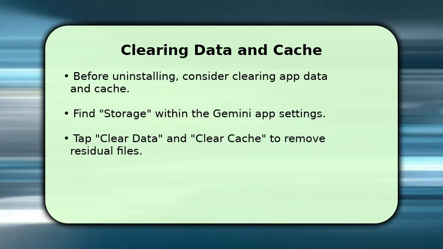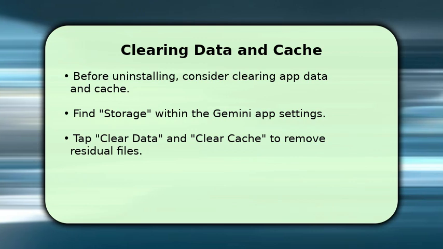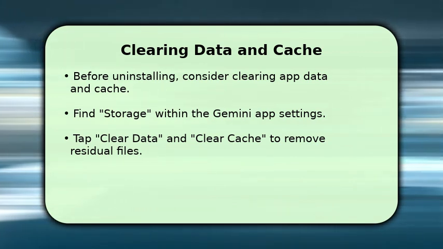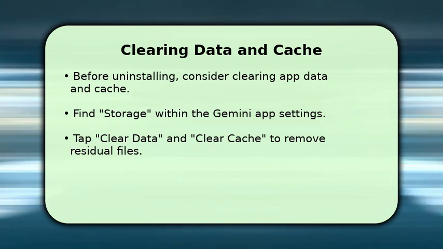On the Gemini App Info page, look for Storage. Tap on it, then select Clear Data and Clear Cache. This removes any stored information, ensuring a complete removal when you uninstall the app.